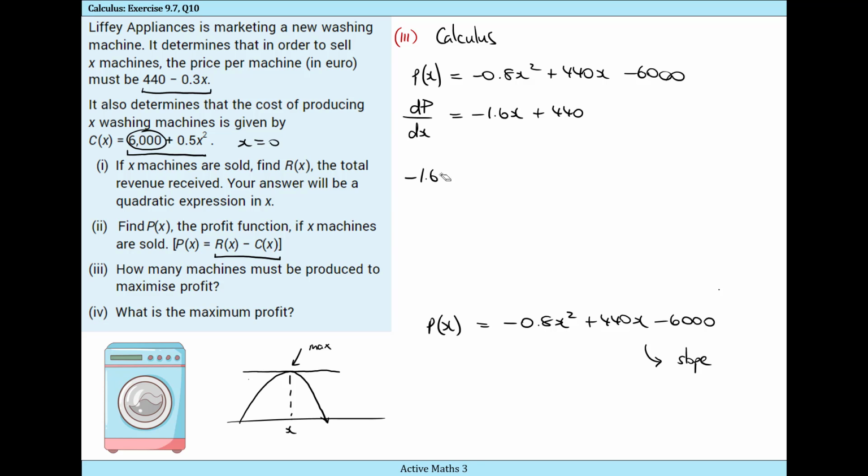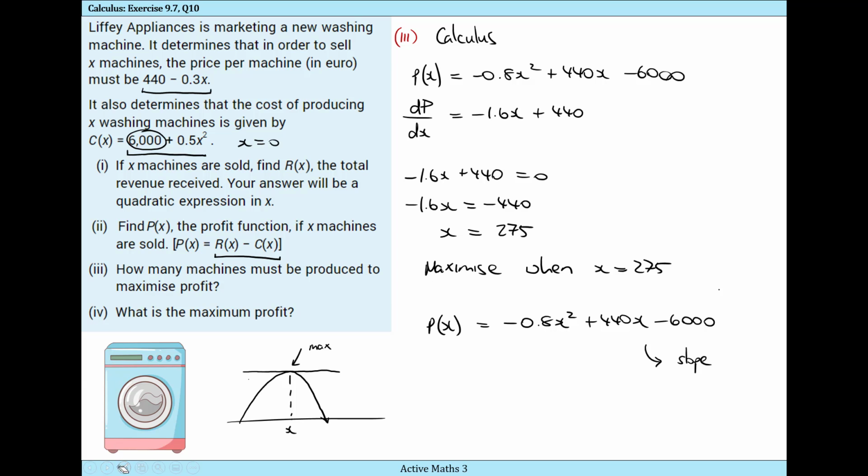So we let this equal 0 to find the max, and we get minus 1.6x plus 440 equals 0, so minus 1.6x equals minus 440. We divide both sides by minus 1.6, and we get that x is equal to 275. So we maximize our profit when x is equal to 275, so when we sell 275 units of the washing machine.